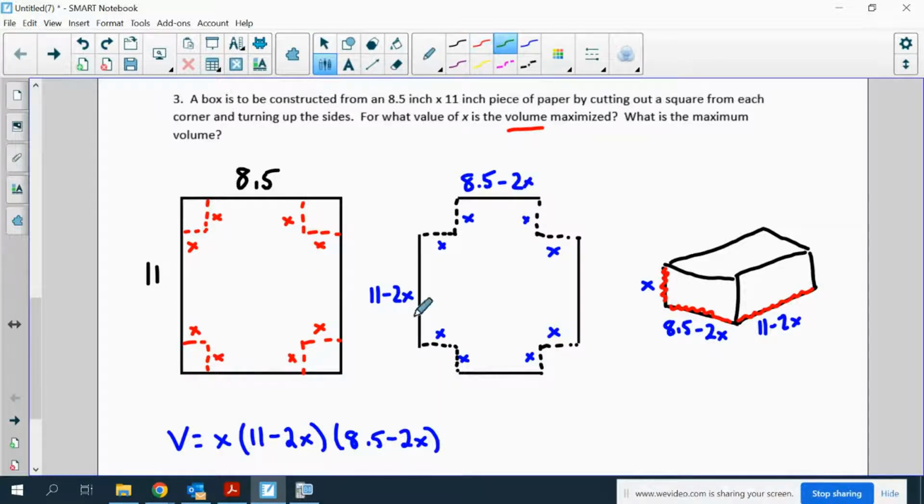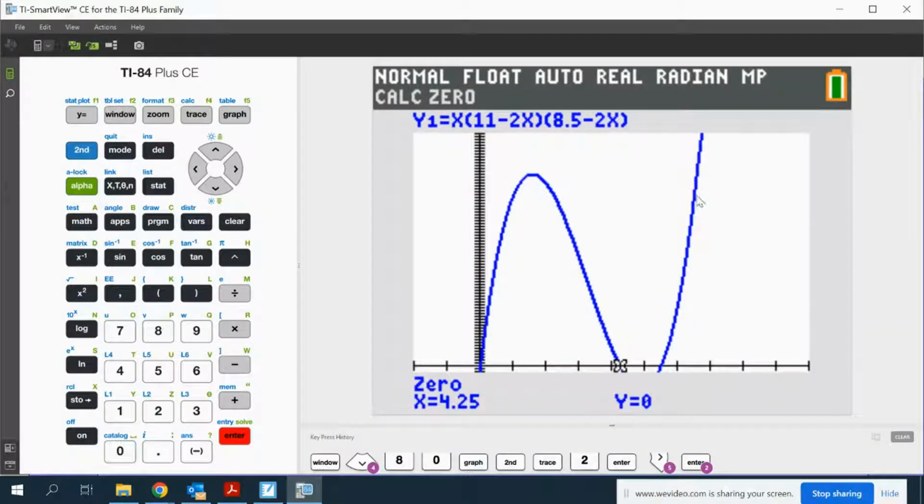The reason for that is I can't make a cut that is longer than 4.25 inches for x, because if x is 4.25, I've actually cut the entire side off because the side was 8.5. So that means a domain for my function is x has to be between 0 and 4.25, written in interval notation like that. So that means I'm not going to deal with anything over here. So this will be my maximum.